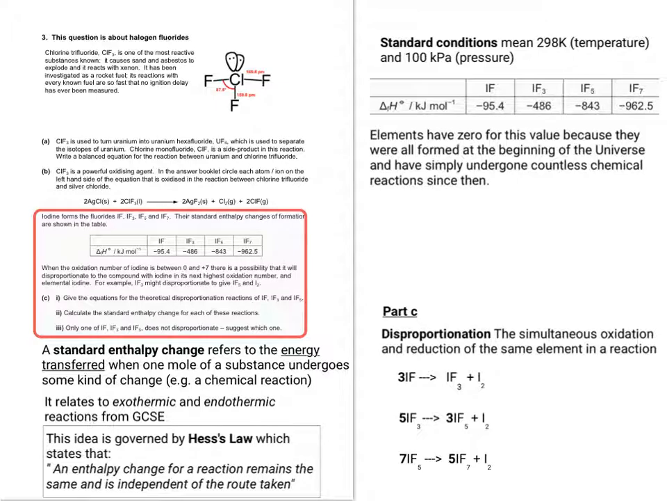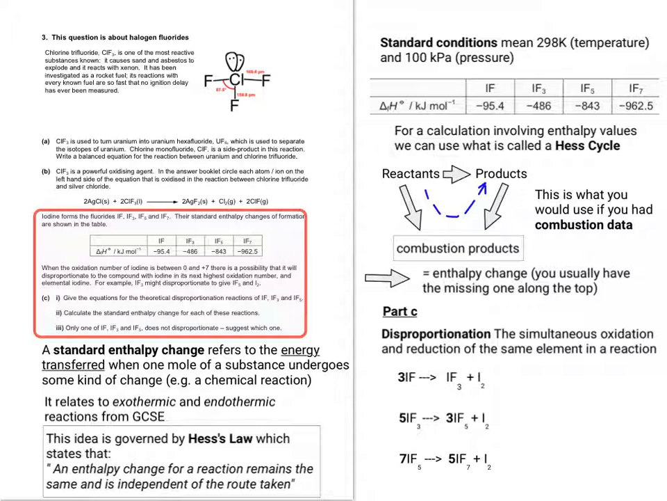It's worth pointing out that elements have 0 for this particular value because they're all formed at the start of the universe and have simply undergone lots of chemical reactions since that time. So this is what a Hess cycle for combustion data would look like.